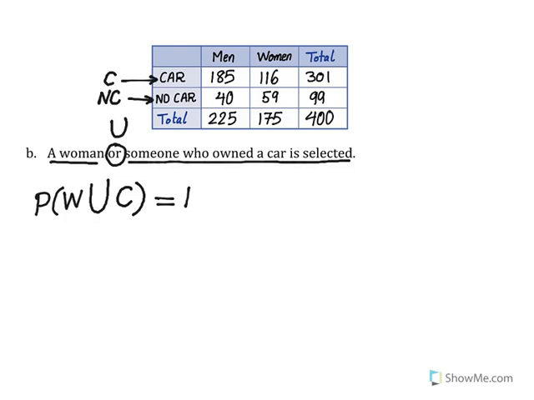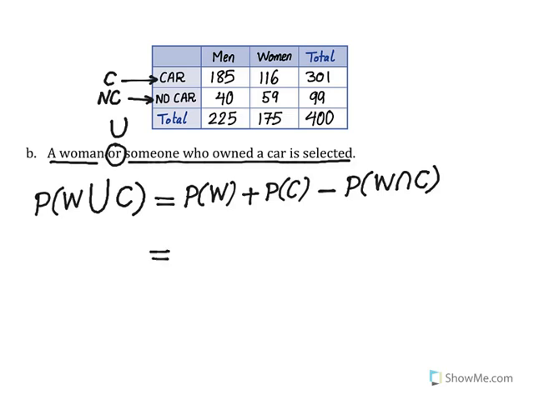But what's the probability of either a woman or owns a car? By the rule for or, it's the probability of woman plus probability of car minus, because in this case we have women that own cars, so this means there is an intersection between women and people that have cars. And so now probability of woman, remember we just did it, it's 175 out of the total 400.